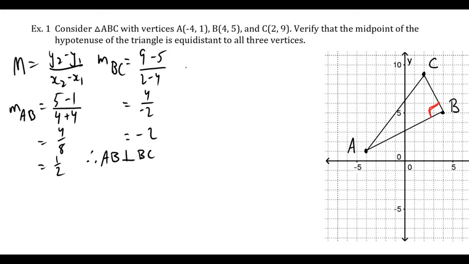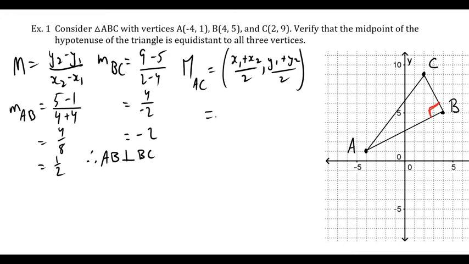Okay, so let's find the midpoint first. So midpoint of AC, because AC is our hypotenuse. x1 plus x2, y1 plus y2, not minus. So we're doing AC here. So negative 4 plus 2 over 2 and 1 plus 9 over 2. So that's negative 2 over 2, which is negative 1. And 10 over 2, which is 5. Again, let's confirm that. Like, I'm going to graph it, because why wouldn't I? Negative 1, 5, there it is. Yes?